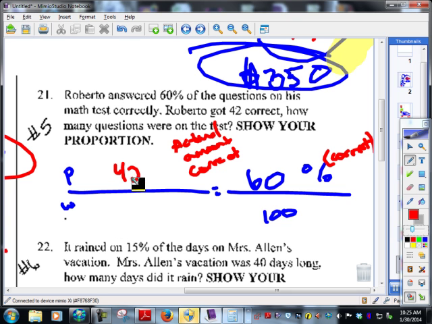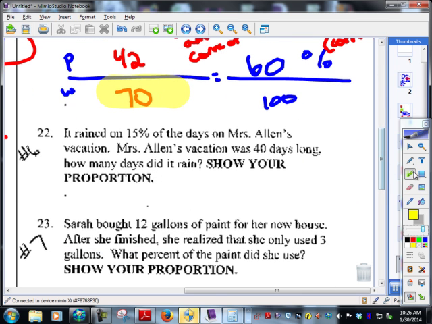Part. Because that's the amount that got correct. And you can always tell, you can always read the question too. It wants to know how many questions were on the test. Well, that's the whole amount. How many total questions? Cross multiply and we divide here. What is the answer? 70. 70 total questions.